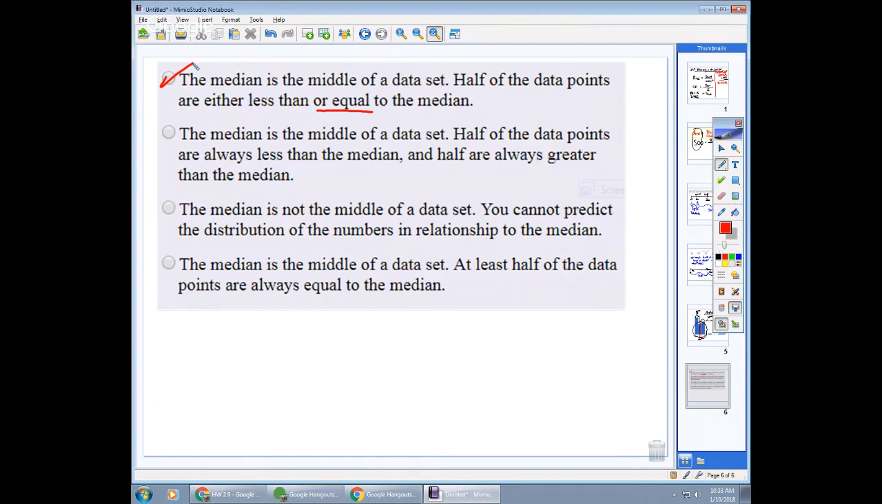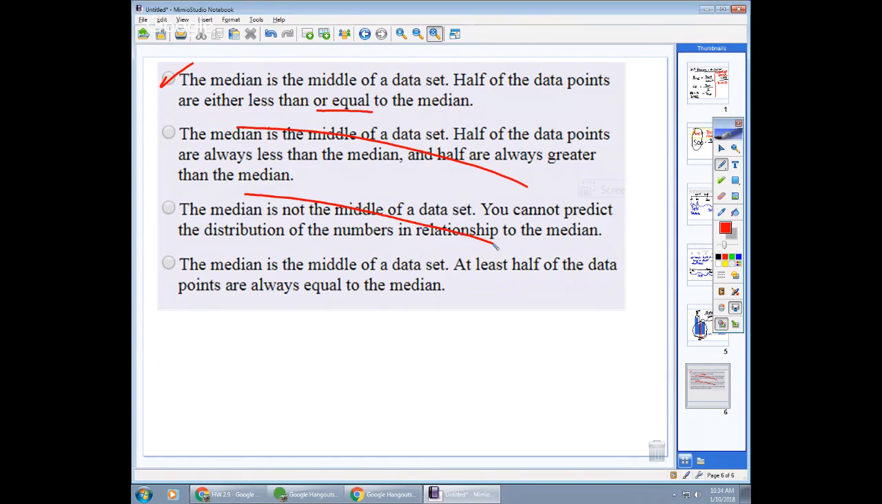The median is the middle of the data set. Yeah, you're okay so far. Half of the data points are always less than the median, and half are always greater. Well, no, because there could be a whole bunch of 20s in the middle, like in this situation. Some of those 20s were to the right of the median, some to the left, so this one isn't always true. The median is not the middle of the data? Well, it is a measure of the middle, so that one's out right away.